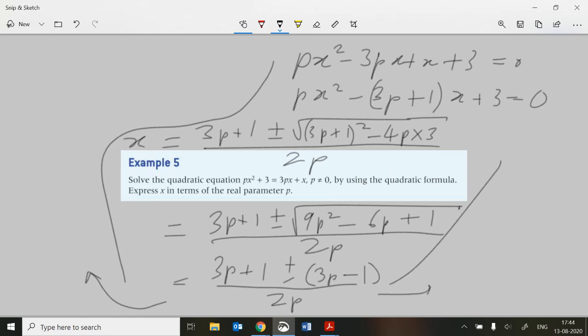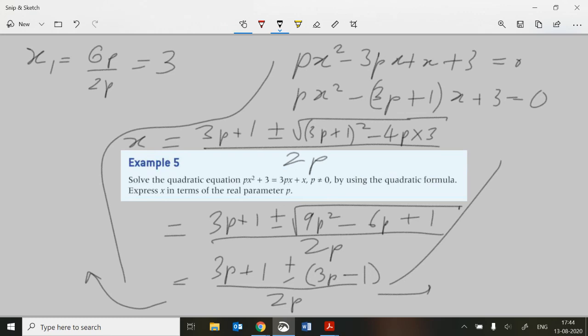So the positive version is going to be 3p plus 3p. It's going to give us 6p, and it's going to be equal to x, first solution. So that's going to give us 6p, and 1 plus minus 1 will cancel, so that's going to be 6p over 2p, which is going to give us just 3. Oh, that's pretty nice.